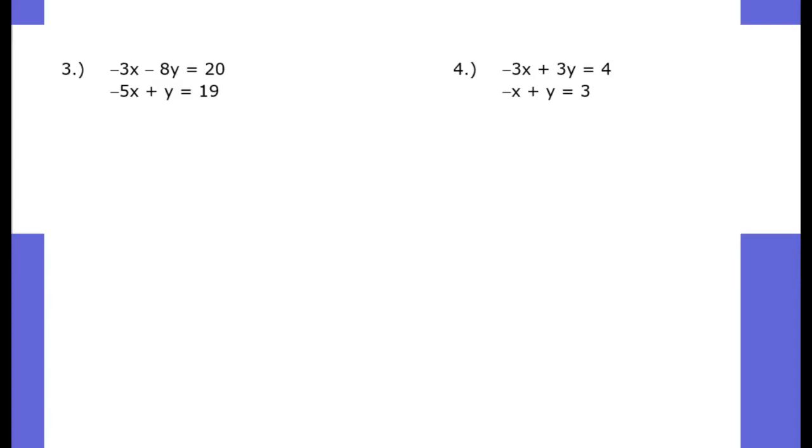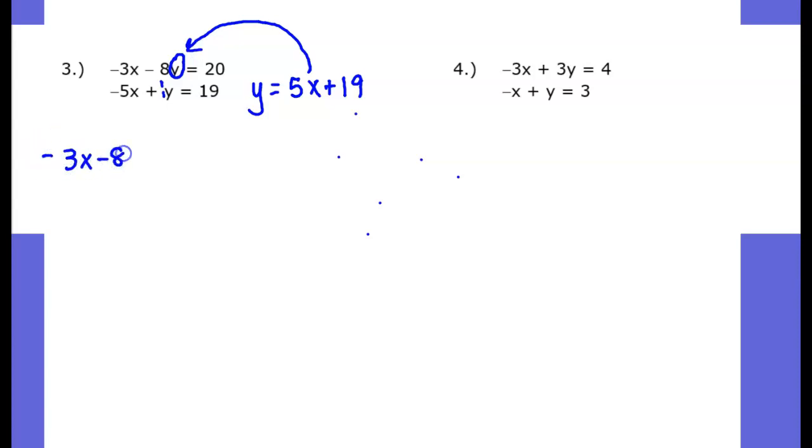If I look at both of these examples, I can see that the second equation has a coefficient of 1. So I'm actually going to solve for y. Y is going to be equal to positive 5x plus 19. All I did was bring the 5x to the other side. Okay, because I solved for y there, I'm going to circle the y in the other equation. And now I'm going to substitute in the 5x plus 19 where that y is. Negative 3x minus 8 times (5x plus 19), and that's going to be equal to 20.